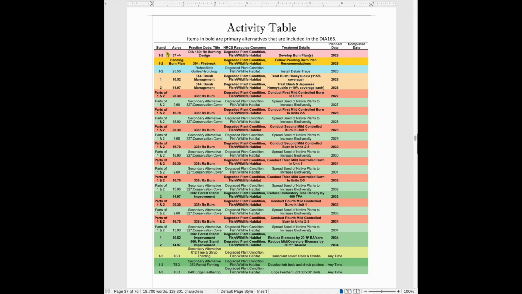It's got the stand. It's line itemed by the activity and by the planned date. So in a sense, this is a priority table. The first thing you're going to want to do is get a burn plan. Let's go down here. You're not going to want to do the forest stand improvement first. You're going to want to get a burn plan. And at the same time, you're going to want to get fire breaks. And the NRCS has a practice. They can pay for some fire breaks to get installed, and they can pay for the burn plan.